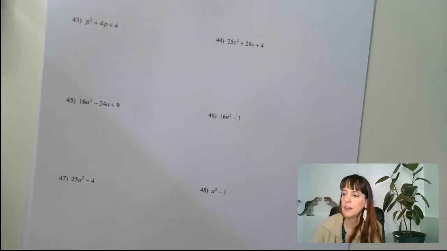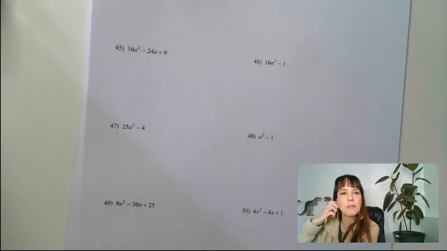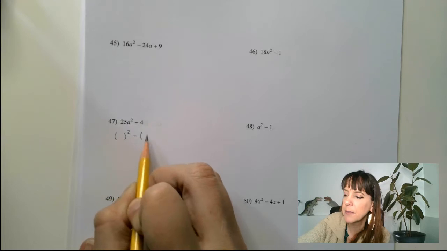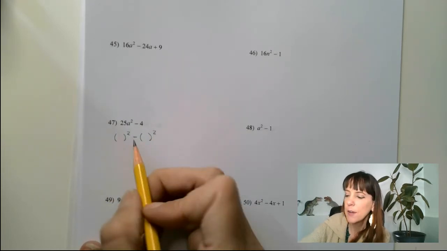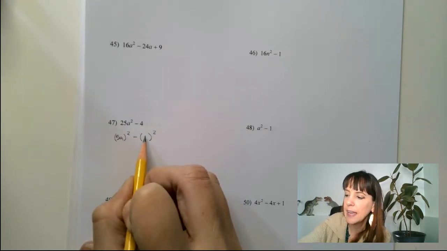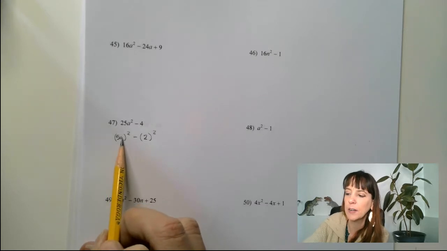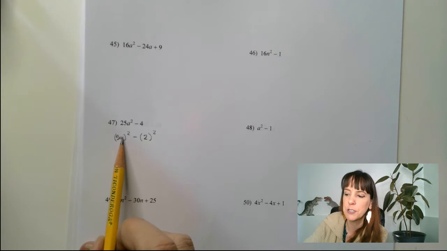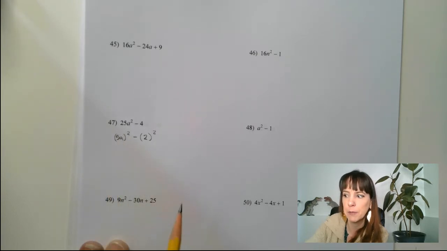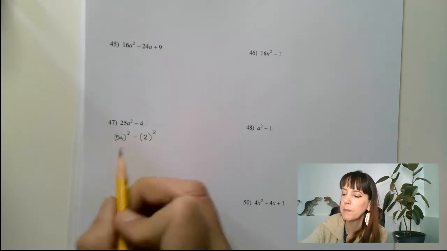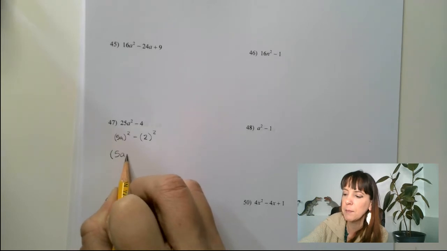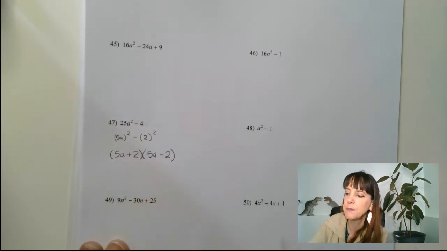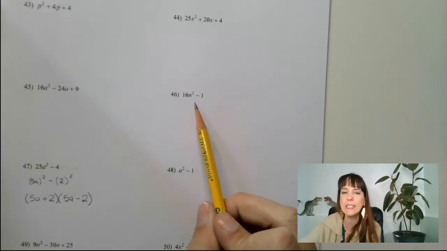Let's try another one. Looking at number 47 here. I get something squared minus something squared. Okay? We get 5a and 2, because 5a squared would give me 25a squared, because remember, we're distributing that 2 to the a and to the 5. Be careful about that. And then 2 squared is 4. That means this breaks down into 5a plus 2, 5a minus 2.